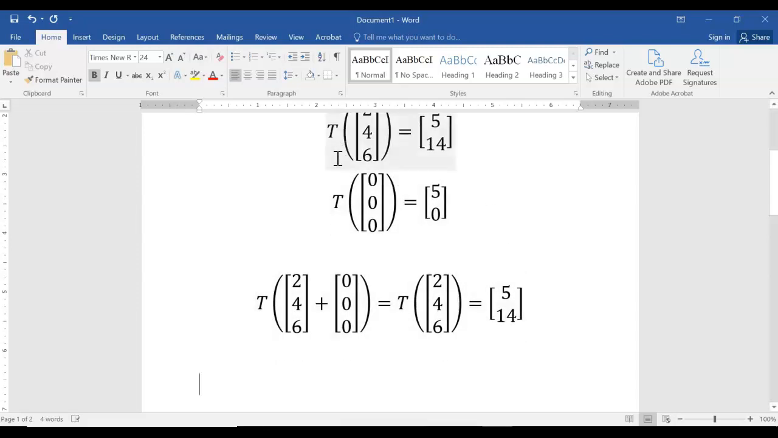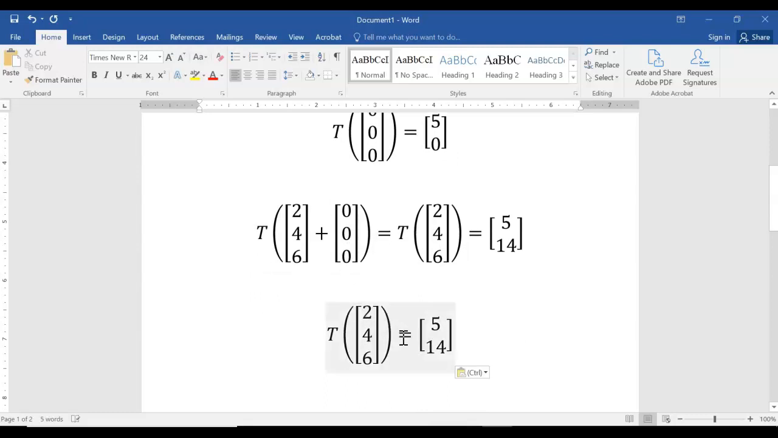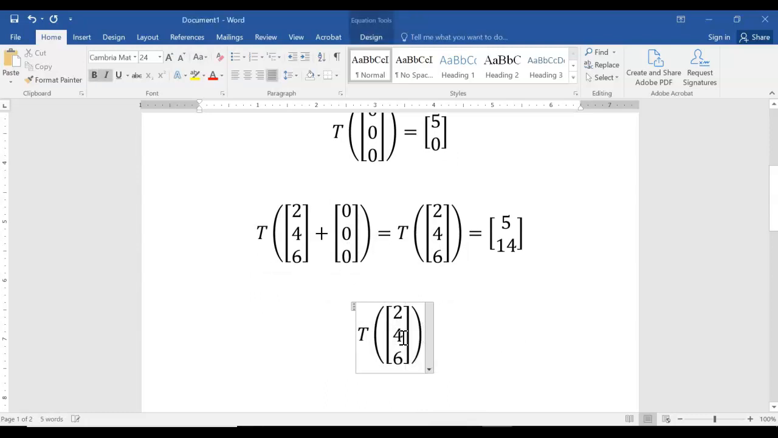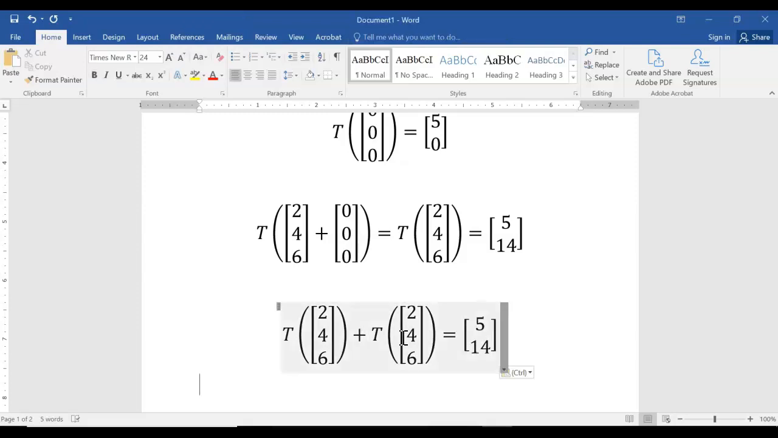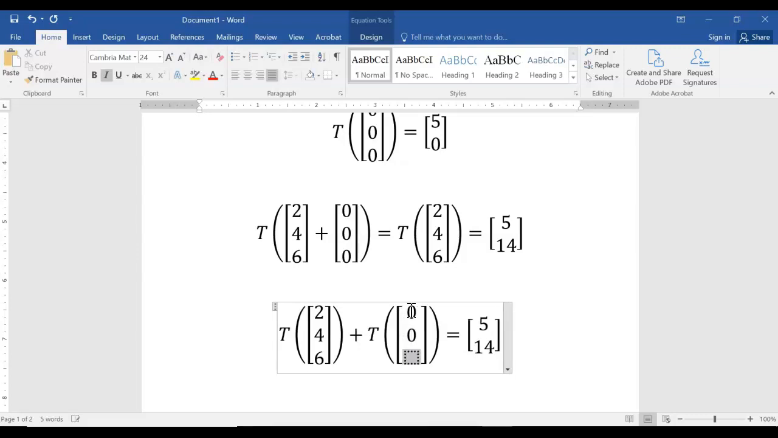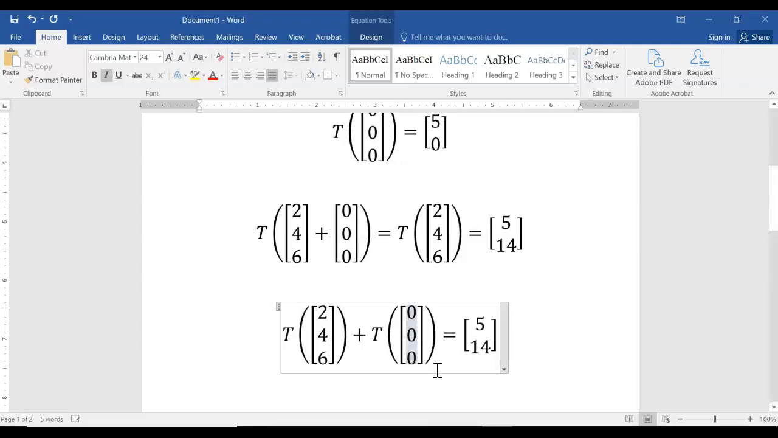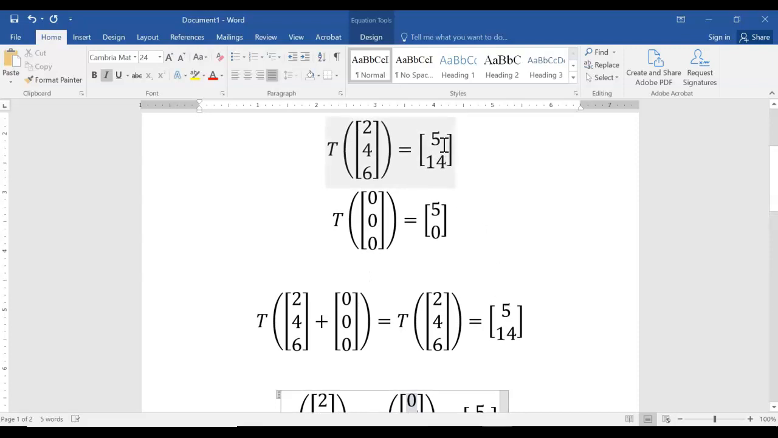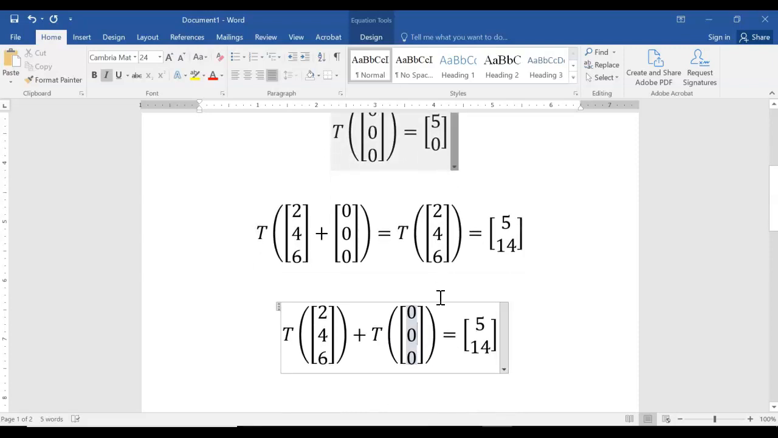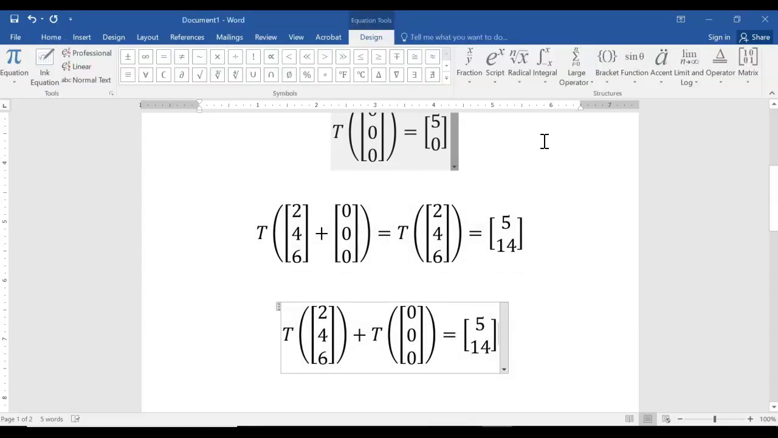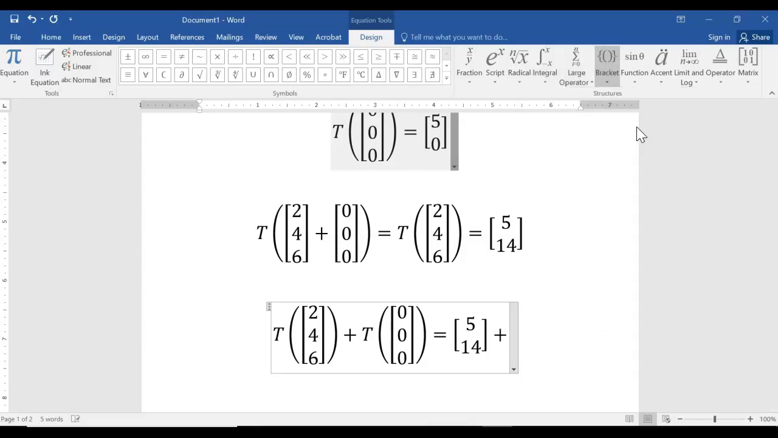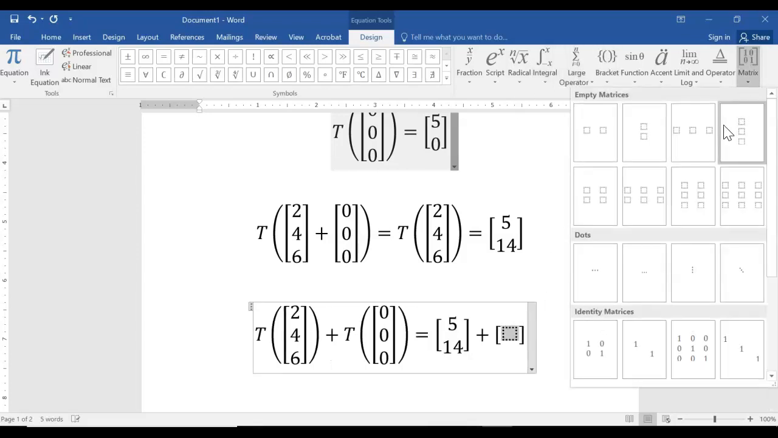Now, if you added the two vectors after you applied the transformation, well, what would you get? You get 514 as the outcome of this one, and you would get 50, whoops, as the outcome of the other one.